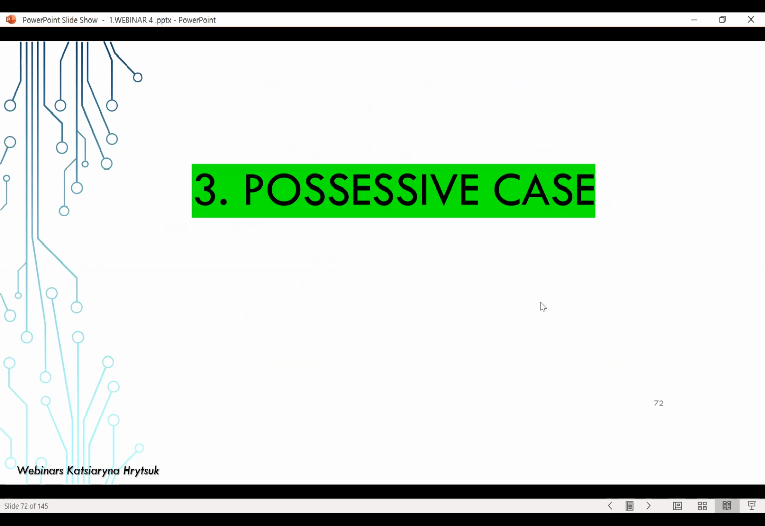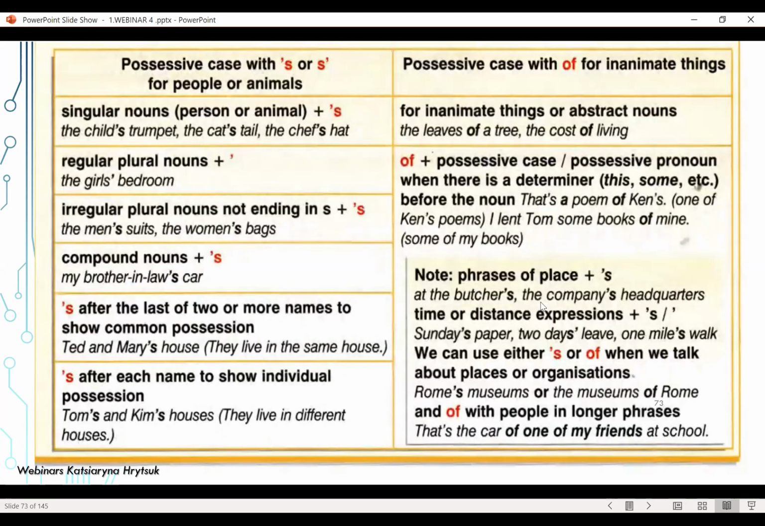They are all together. We need to talk about this. So possessive case we use with apostrophe. It's not a comma, it's apostrophe s or s apostrophe for people or animals. So for singular nouns, we say the child's trumpet, the cat's tail. You see, singular noun, apostrophe s, it means the trumpet belongs to the child. Okay, the chef's hat, the hat belongs to the chef. So we use apostrophe s.